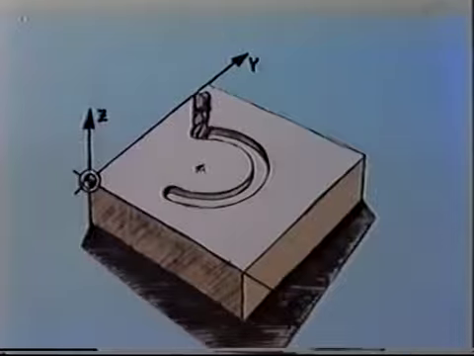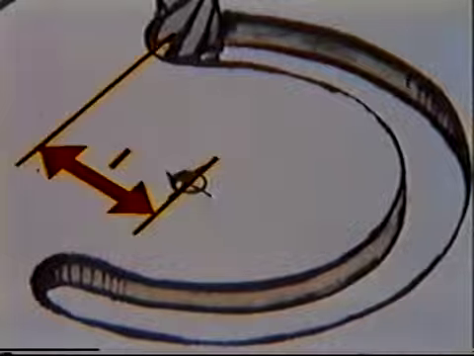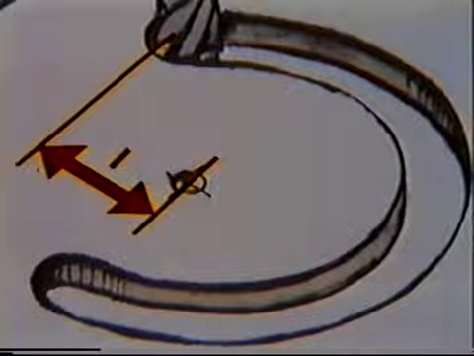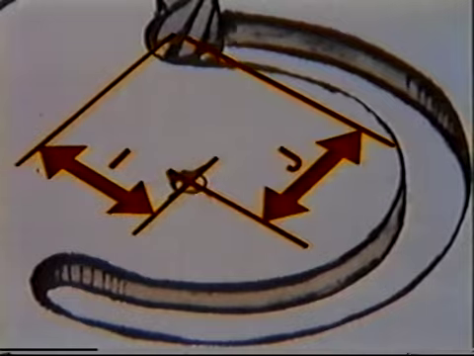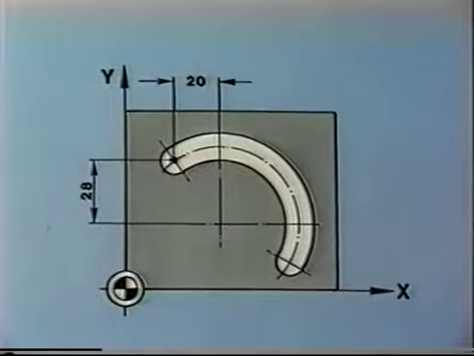Furthermore, the control system needs the coordinates of the destination, and it has to know where the center point of the circle is. Address I indicates how far you have to go from the starting point in the X direction in order to get to the center of the circle. Address J indicates how far you have to go on Y to get to the center. So the center point of the circle is programmed in incremental dimensions relative to the starting point of the circle.